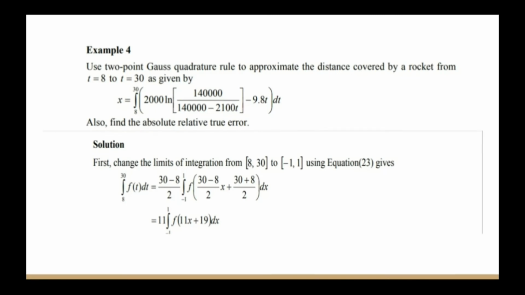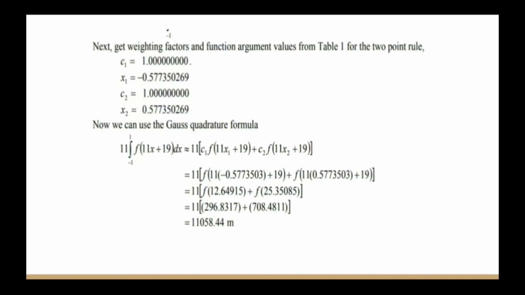So in the solution, first change the limit of integration from 8 and 30 to negative 1 and 1. So we have the integral from 8 to 30 of f of t dt is equals to 30 minus 8 over 2 times the integral from negative 1 to 1 of f of 30 minus 8 over 2 x plus 30 plus 8 over 2 dx. So we have 11 times the integral from negative 1 to 1 of f of 11x plus 19 dx. Next, we get weighting factors and function argument values from table 1 for the 2-point rule.